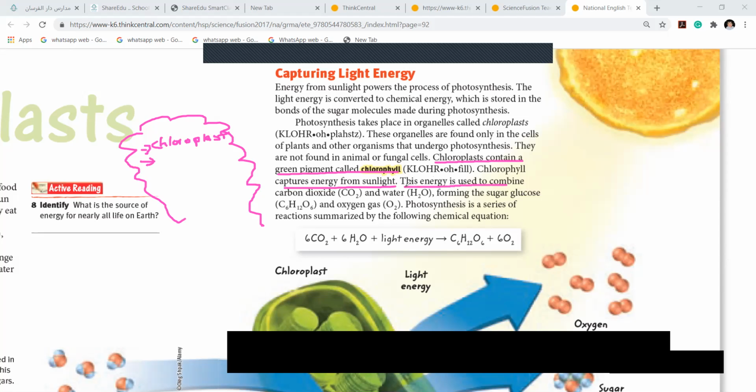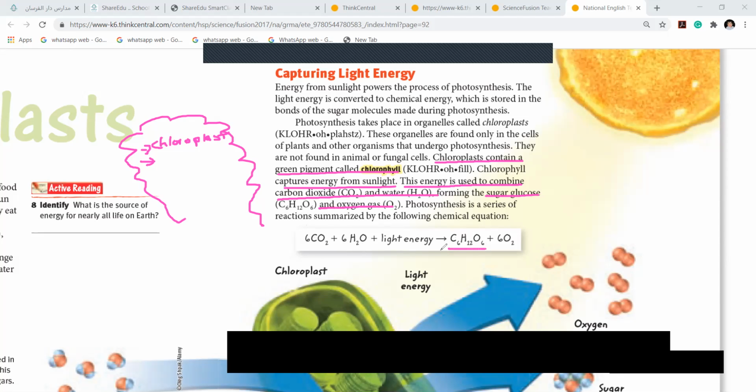Then this energy is used to combine carbon dioxide and water. And what does it form? It forms glucose and oxygen gas. Girls, write this equation 5 times and practice. You need to know without seeing. 6 CO2, 1 carbon atom, 2 oxygen atoms, 2 hydrogen, 1 oxygen.